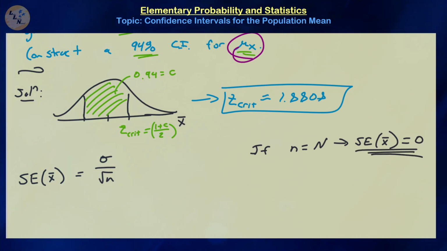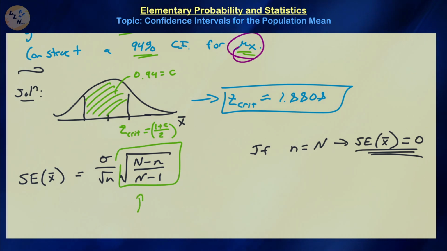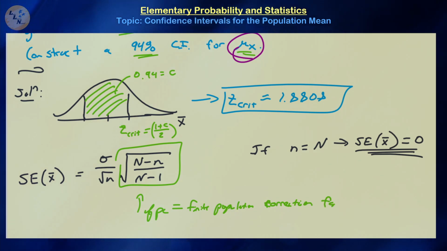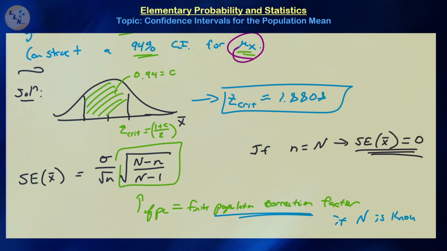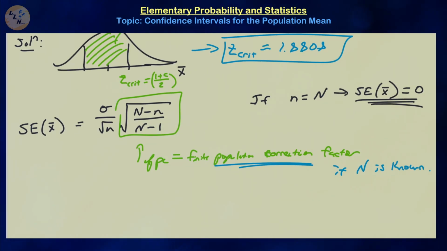So in order to accommodate for this fact, what we need to do is include what we call the finite population correction factor, or FPC for short. So you always include the finite population correction factor if capital N, the population size, is known to us. All right, so since we know the population size to be 43, that means we can include the FPC in order to make our calculations a little bit more accurate.